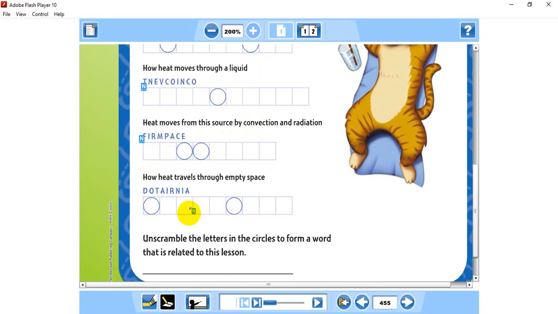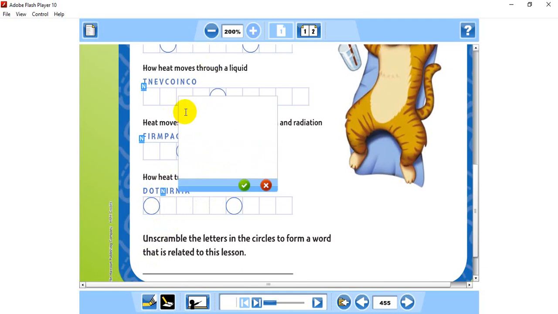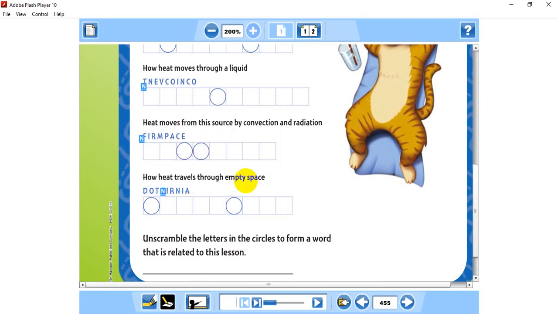Okay, the last one. How heat travels through empty space. How does the sunlight travel from the sun itself to the earth? By what exactly, guys? Do you remember? I told you many times that the heat or the waves of the sun travel by radiation. It's a kind of radiation. Okay, we finished this one now.